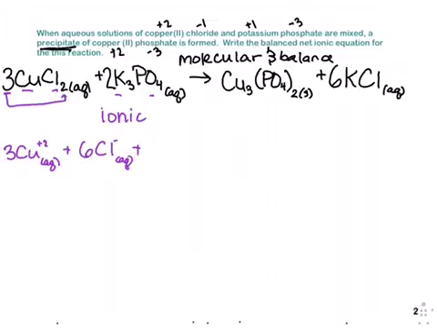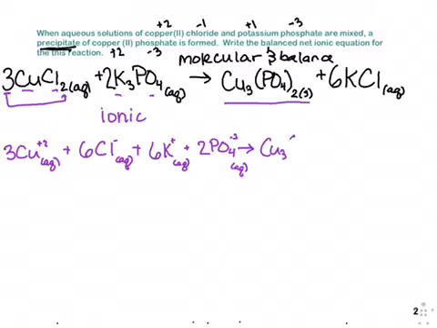Plus, what do I do for the potassium? 6. Yeah, I'd write 6K charge plus, and it's in the aqueous state. Plus, how many phosphates? 2 phosphates, 2 PO4, charge is -3, and it's aqueous. All right, so then, since this is solid, the copper phosphate, the copper 2 phosphate, you just write that as is. No charges, you just leave that as is.